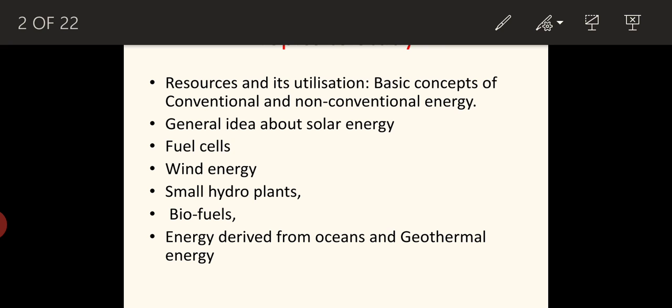geothermal energy. So basically in this module we will be initially discussing conventional and non-conventional energies: what is the difference between conventional energy and non-conventional energy, what is conventional energy and what is non-conventional energy. Afterwards we will be basically concentrating on non-conventional source of energy, or simply renewable source of energy, in this module.